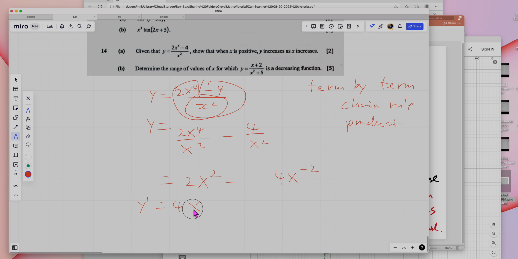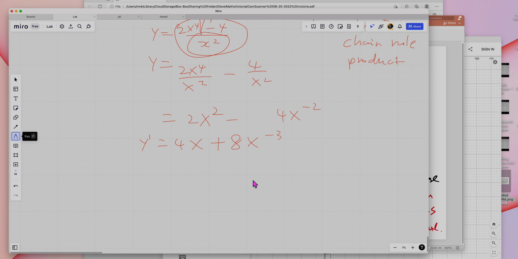4x... plus, because your minus 2 you bring down to the front, so the times is 8. And this one minus 1 is minus 3. So this is the gradient function. Okay? So how do you show y increases as x increases?